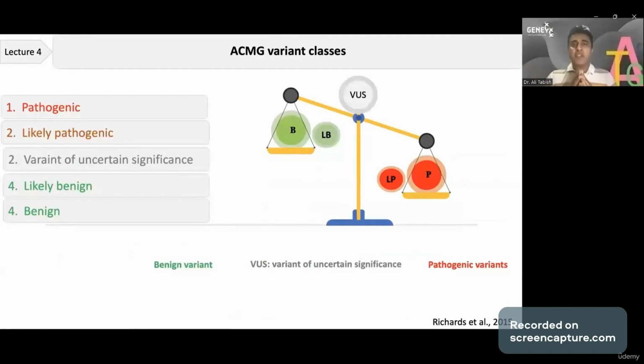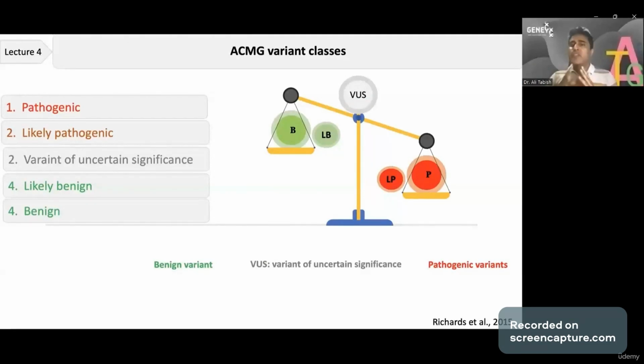According to the ACMG variant classification, there are 5 different classes proposed. This is likely benign, and then the 5th one is benign. So the first one is pathogenic, then the second is likely pathogenic, a variant of uncertain significance, likely benign, and the 5th is benign. So there's a typo error. These are the 5 different classes of the variants proposed in the Richards 2015 paper.